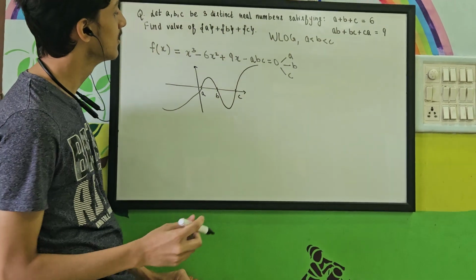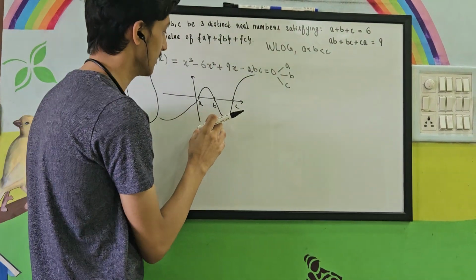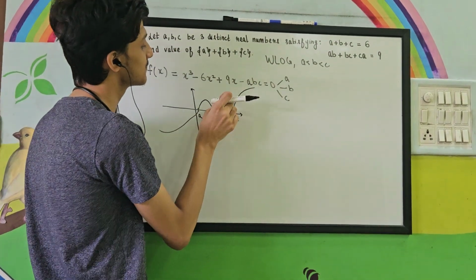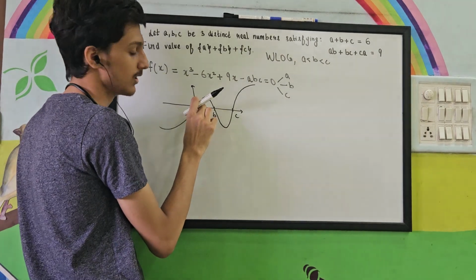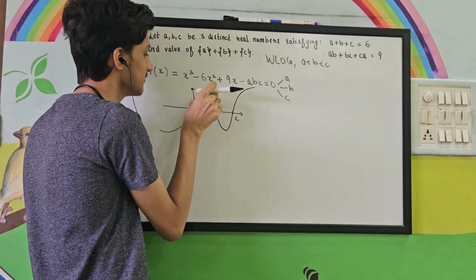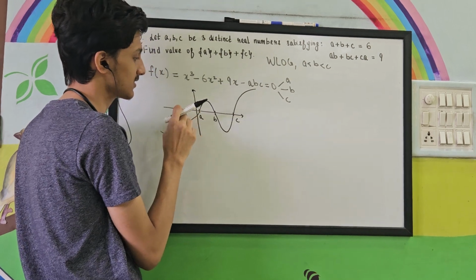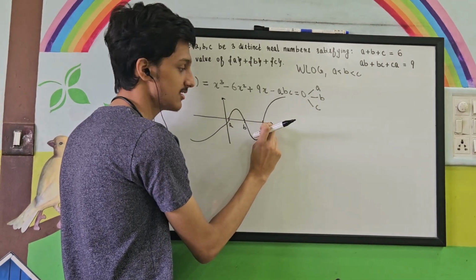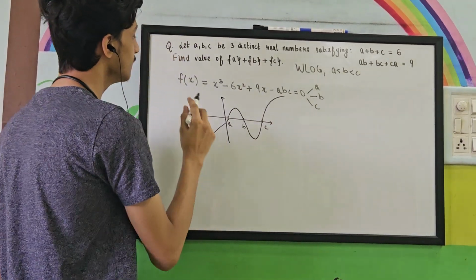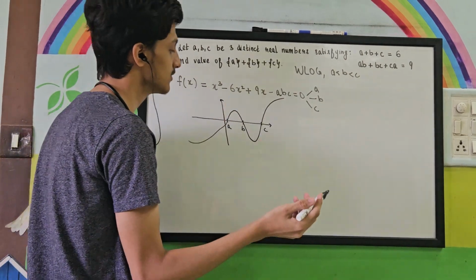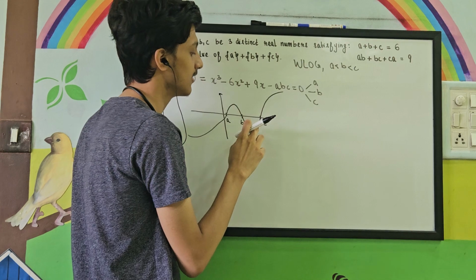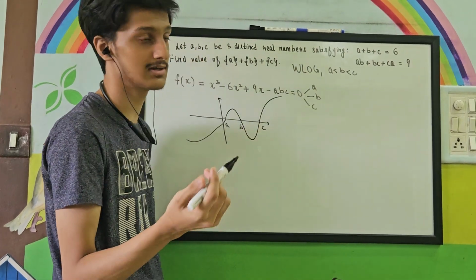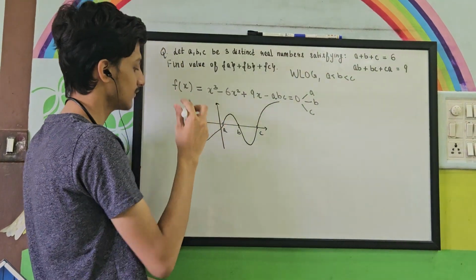Alright, good. So a thing to note here is that if the minimum is positive, then f of x will only have one root. And if the maximum is negative, f of x will again only have one root, which is this one. So in order for f of x to have three roots, it needs to have a positive maximum and a negative minimum. So let's try imposing that condition.